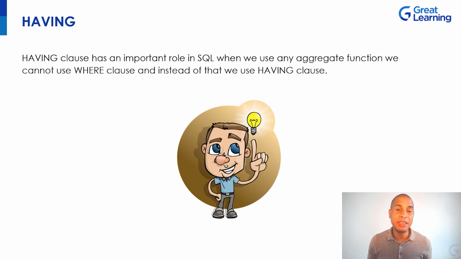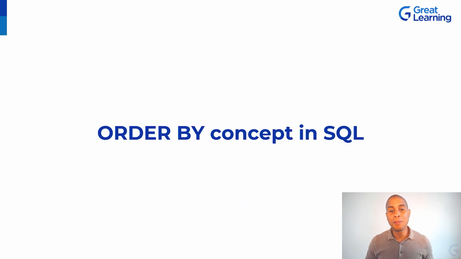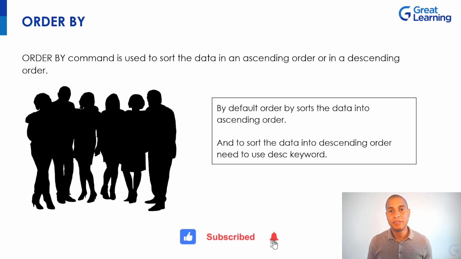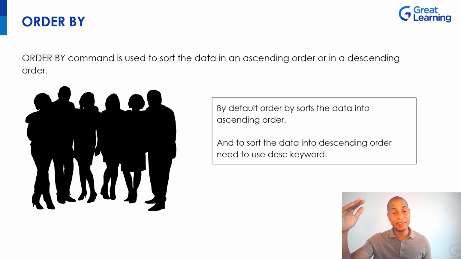At that point, we need to use having, and having will allow us to filter within that group aggregation. Order by is also a very important concept in SQL. A lot of times when you have completed your SQL query, you might want to order that by a certain order. You might want to order that by ascending or descending. You might want to order that by something else, another keyword that we may use.